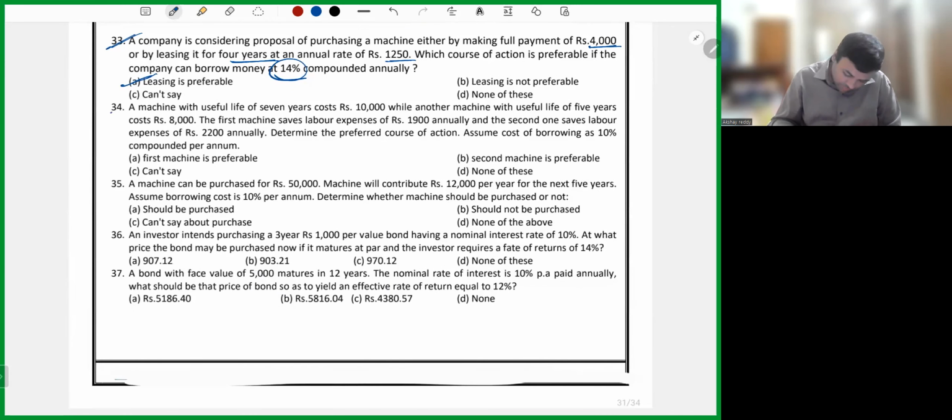Next, question number 34. A machine with a useful life of 7 years costs 10,000, while another machine with a useful life of 5 years costs 8,000. The first machine saves labor expenses of 1,900 annually, and the second one saves labor expenses of 2,200 annually. Determine the preferred course of action.